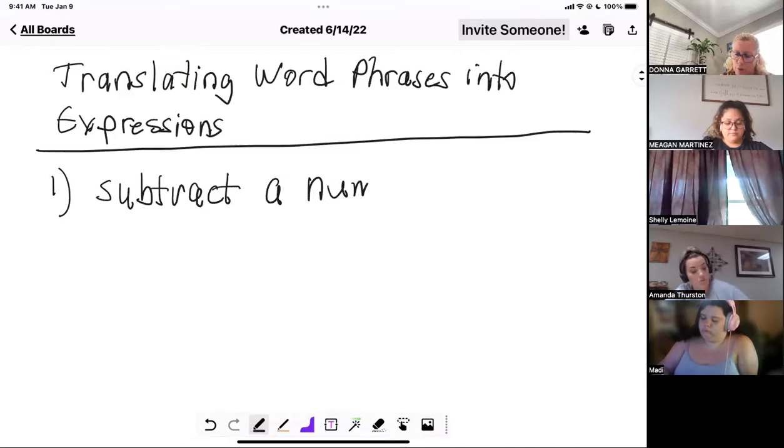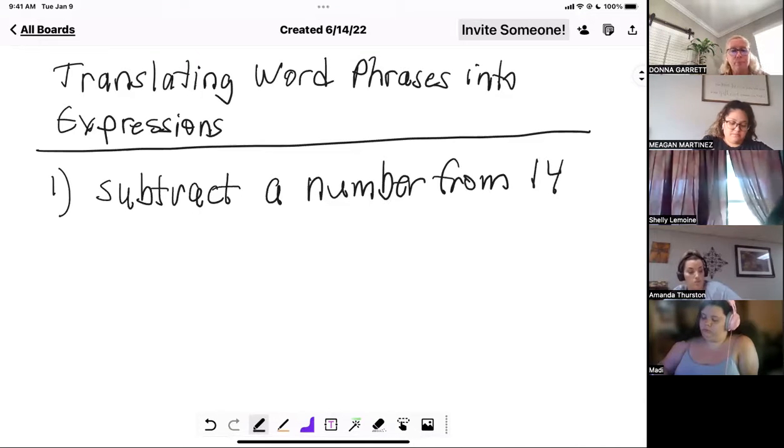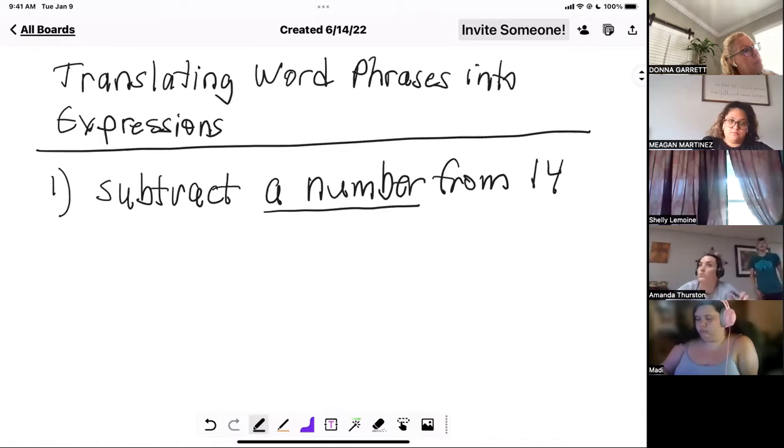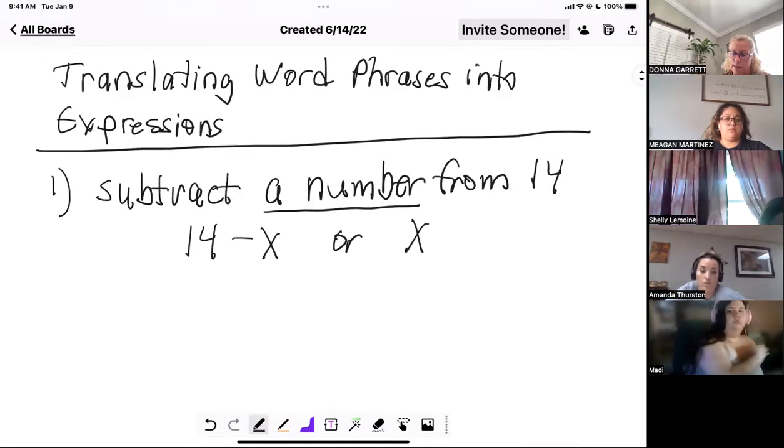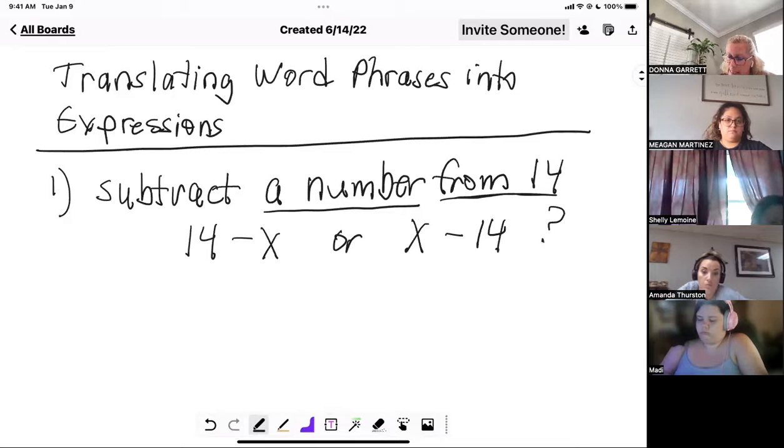So if I say something like, subtract a number from 14. Whenever you see the words "a number," just remember that means it's a variable. So subtract a number from 14. Is it 14 minus x, or is it x minus 14? That's the question. Which one is it?